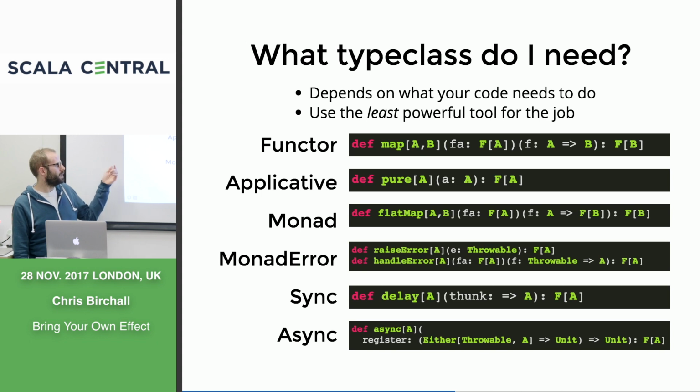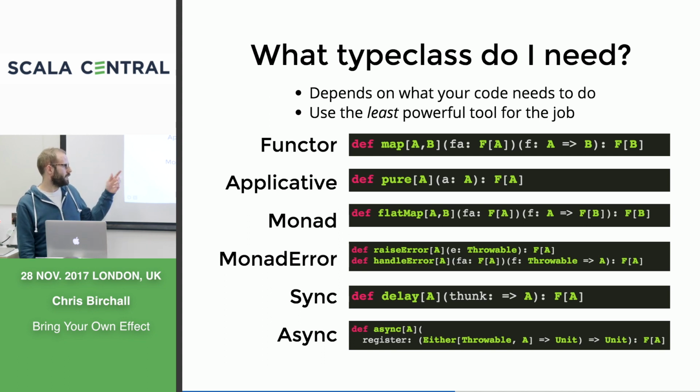Next one down, we've got MonadError, which extends Monad, but it gives you the concept of error handling. So you can raise errors, like something went wrong, and you can also recover from errors. Things like Scala Future, that's got a success case and a failed case. Or Either, that's got a right case and a left case. Or Try, that's got success and failure. They're all examples of MonadError.